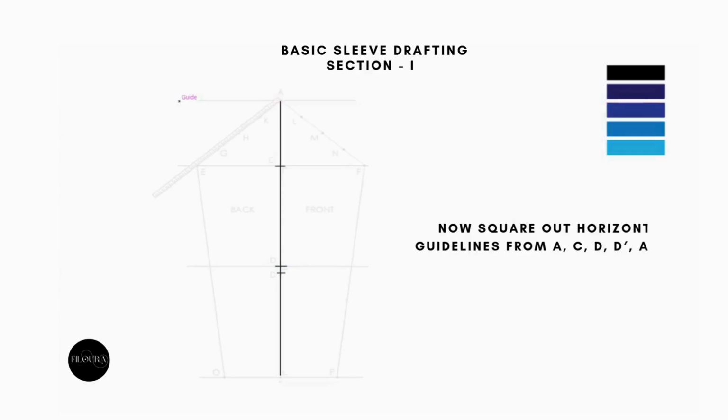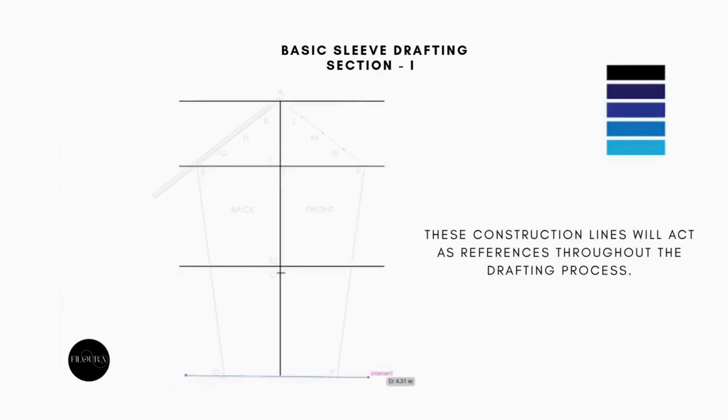Now, square out horizontal guidelines from points A, C, D dash, and B. These construction lines will act as our references throughout the drafting process.